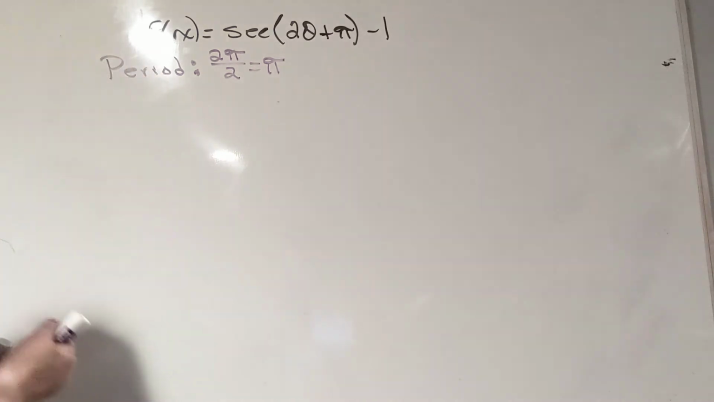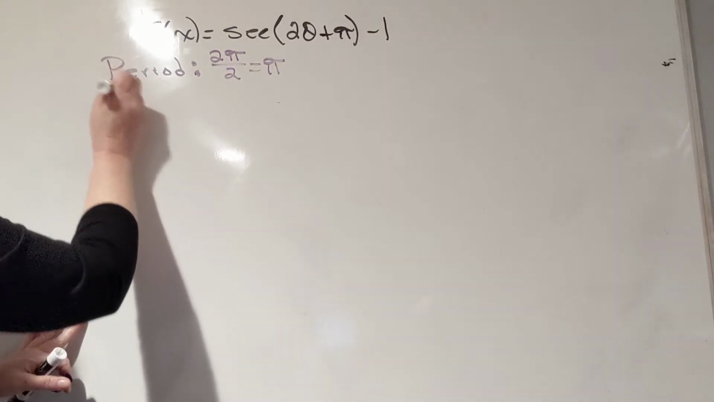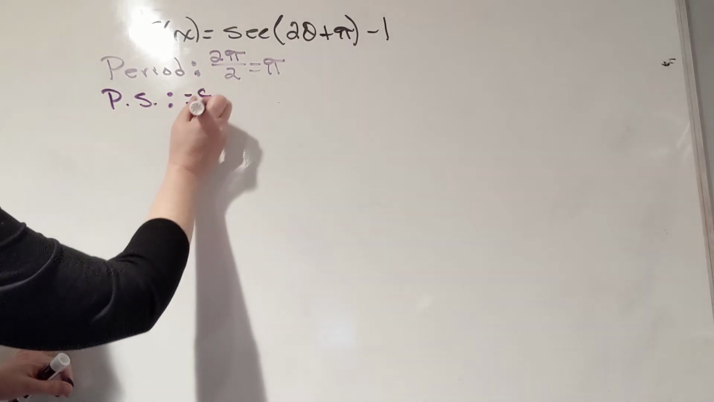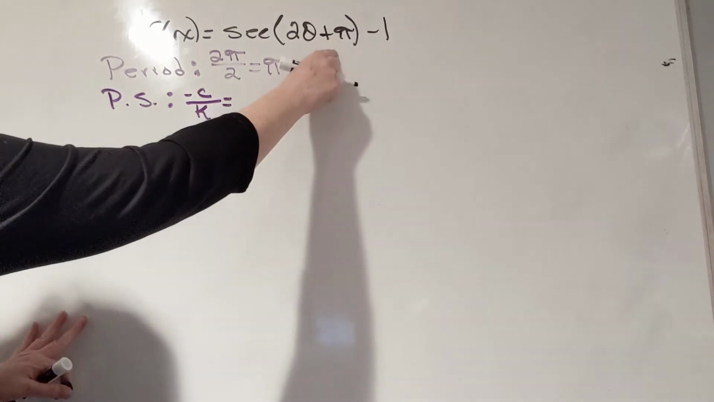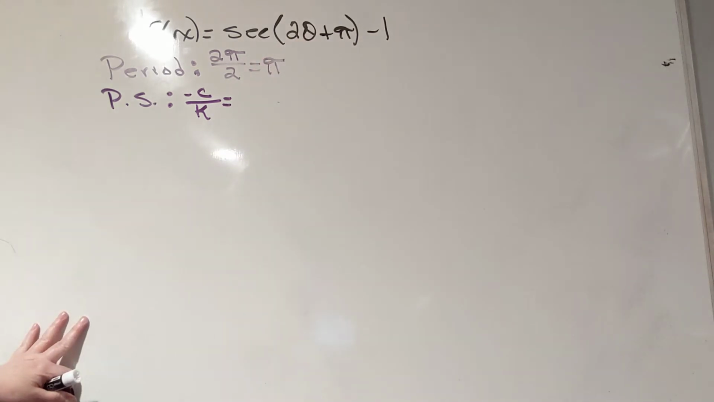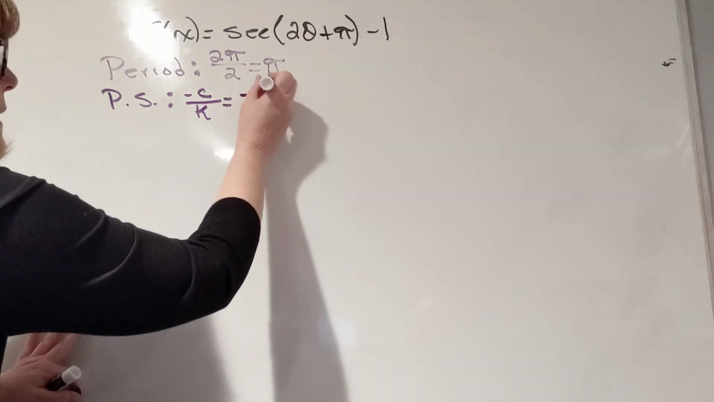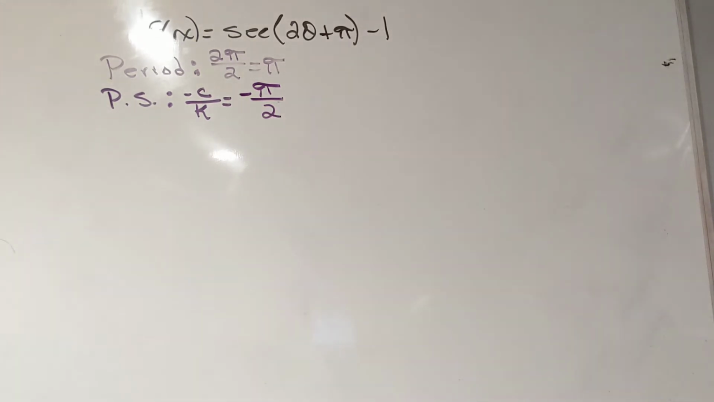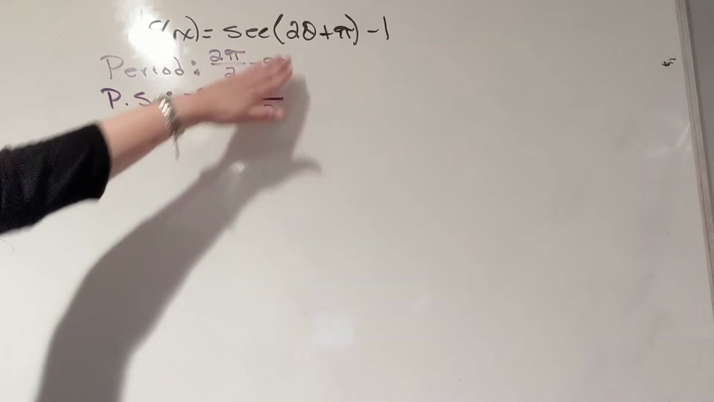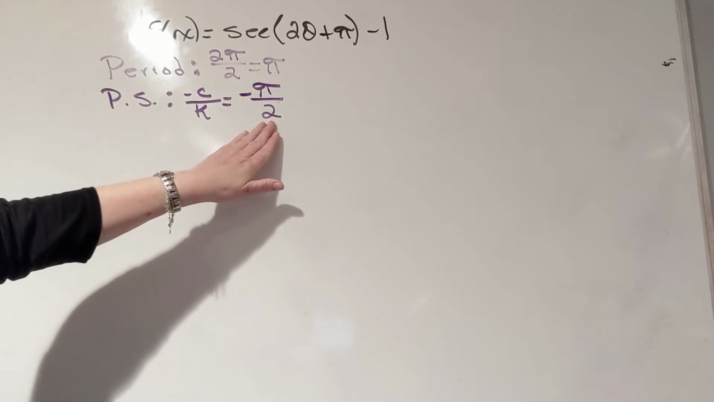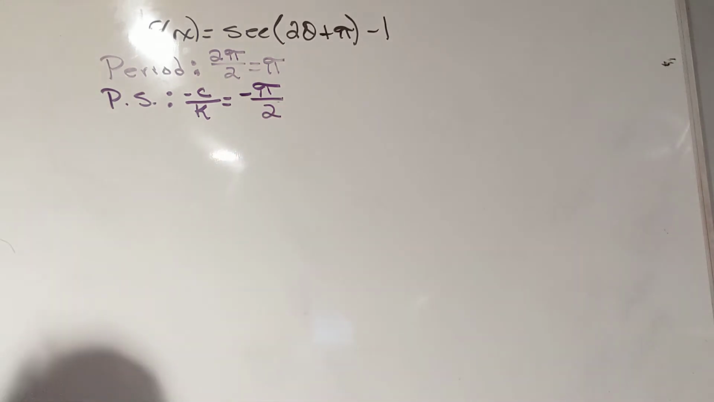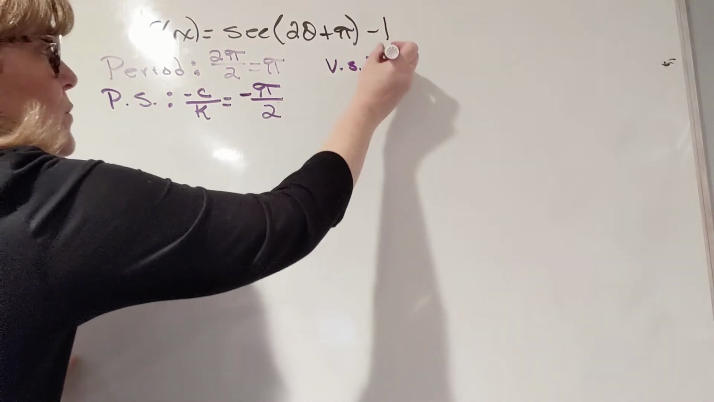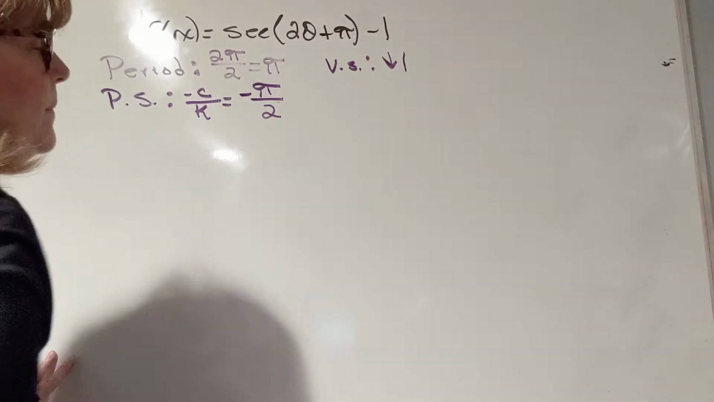What's the phase shift that's moving it to the right or the left? Remember, the phase shift is the opposite of the c term over the k term. Well, your c term is positive pi, and the opposite of positive pi is negative pi. And your k term is 2. So the phase shift is negative pi halves, which means if you compare this graph to the parent graph, it's shifting all the coordinates 90 degrees to the left. Vertical shift, remember, that's if we're going to shift it up or down. Minus 1 says we're going to have a vertical shift down 1.